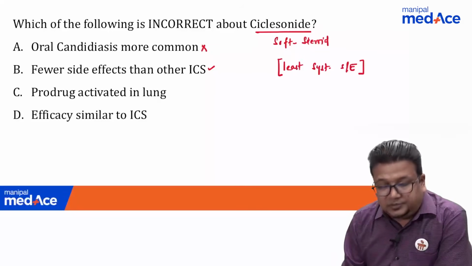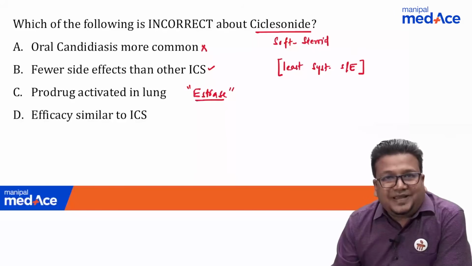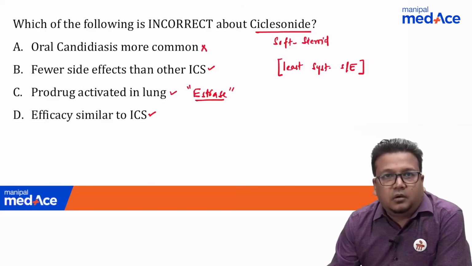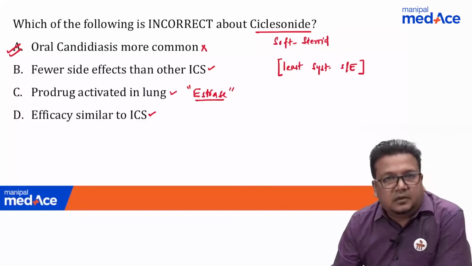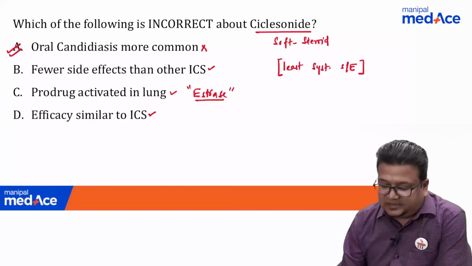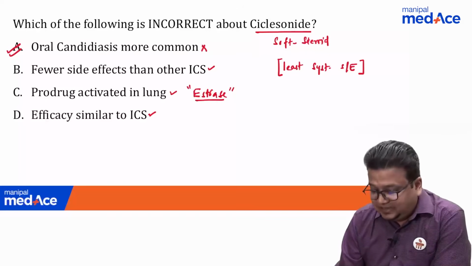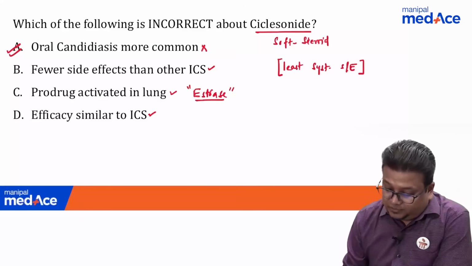Prodrug activated in lung. Now this is a new point. So ciclesonide is activated by esterase enzymes in the lung. So this point is also correct, and efficacy is similar to other inhaled corticosteroids. That is correct. All ICS have similar efficacy. So which is incorrect? Option number A is the incorrect one of the four options. So that's the answer. Remember, ciclesonide, the inhaled soft corticosteroid, has one of the minimal or the least side effects among all inhaled corticosteroids.